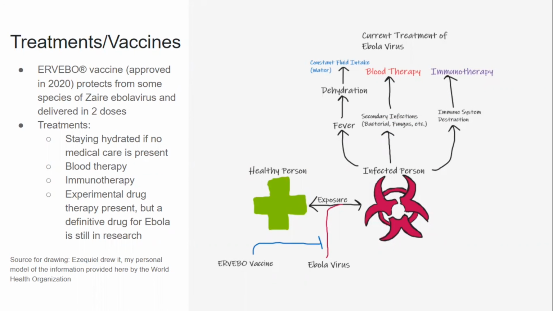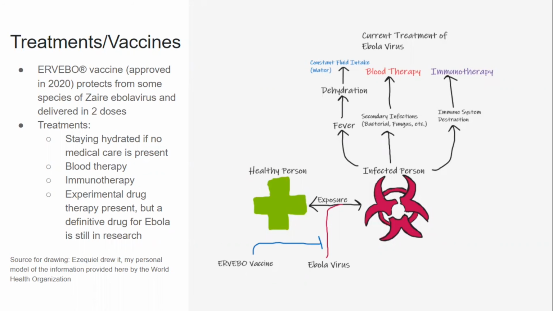So what are some treatments for Ebola virus? There are 4 treatment options: large fluid intake to prevent dehydration caused by fevers, blood therapy and immunotherapy to deal with secondary infections caused by weakened immune systems, and finally, experimental drugs.